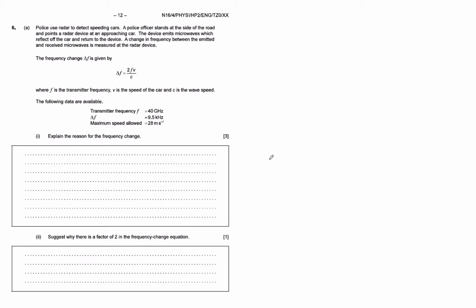Police use radar to detect speeding cars. A police officer stands at the side of the road and points a radar device at an approaching car. Let's draw a picture of this. Here's the car, moving this way. The police officer's standing here, pointed at the car, right?